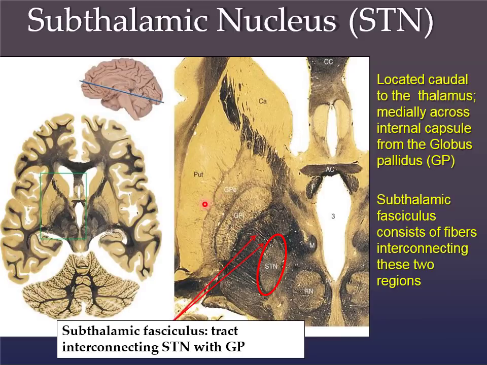We now see another structure that's a portion of the basal ganglia, and that's the subthalamic nucleus. So we have the putamen, the globus pallidus, pars externa and pars interna, and then we see the subthalamic nucleus just below the thalamus, and that gets input from the globus pallidus.